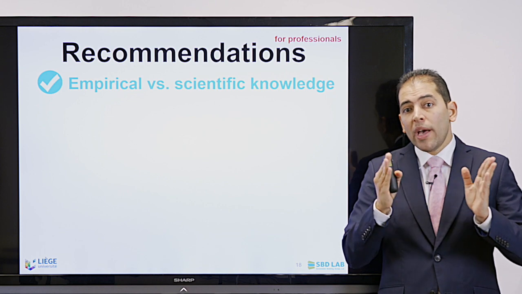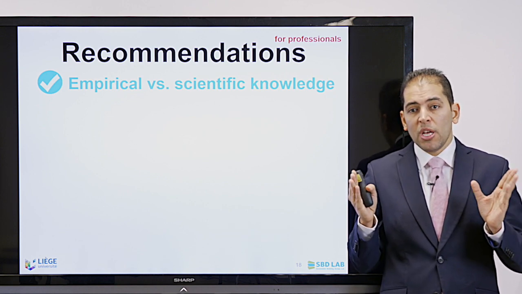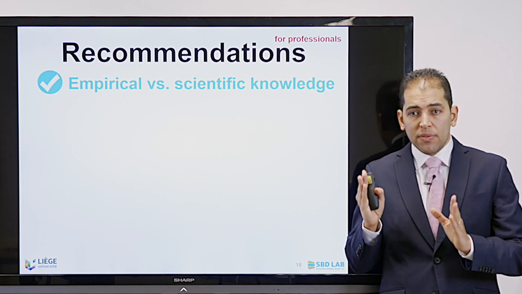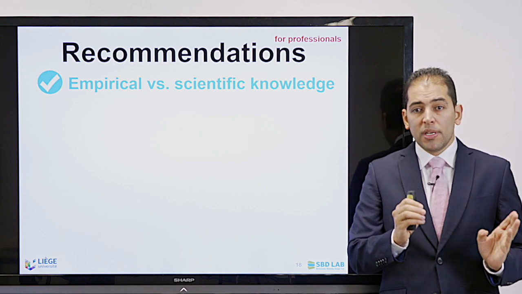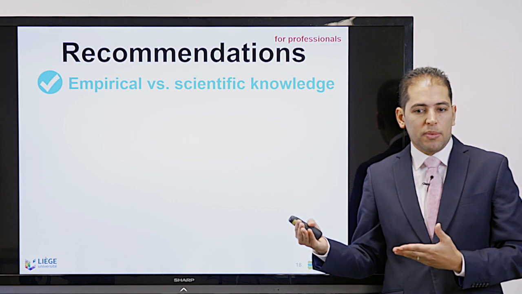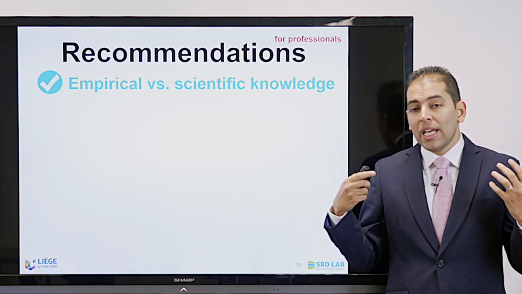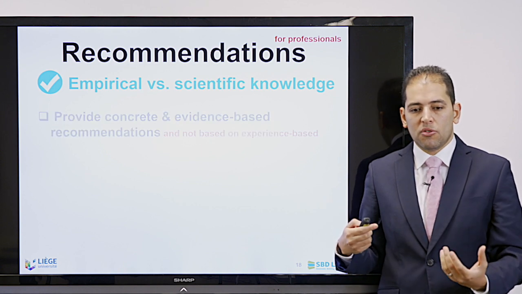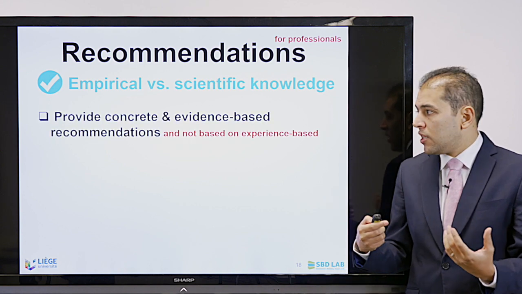So you need to be aware about distinguishing those two terms. When we say empirical, it doesn't mean evidence-based. Evidence-based is scientific, and empirical is experience and practice-based. So it's very important to be aware about this difference when you are writing your findings and when you are writing your recommendations. So let's start with the first advice here.